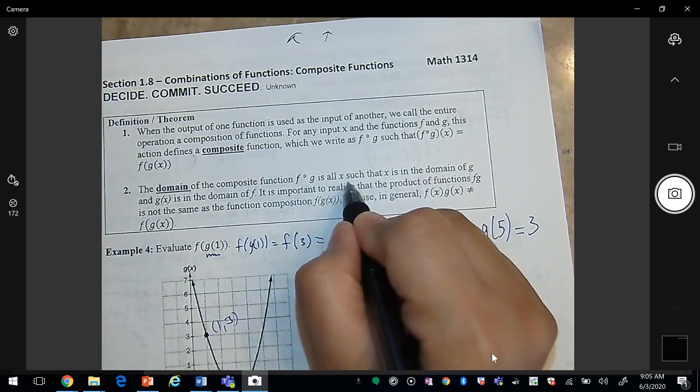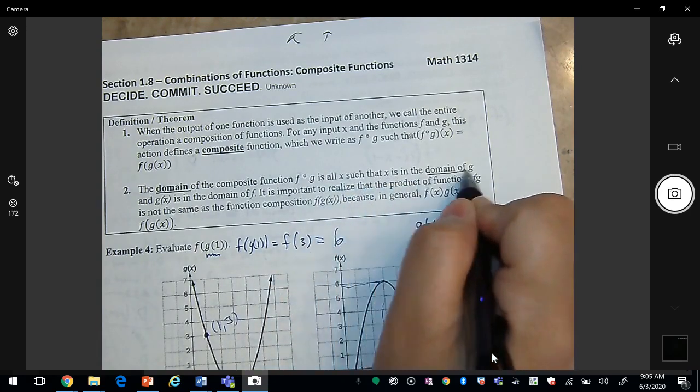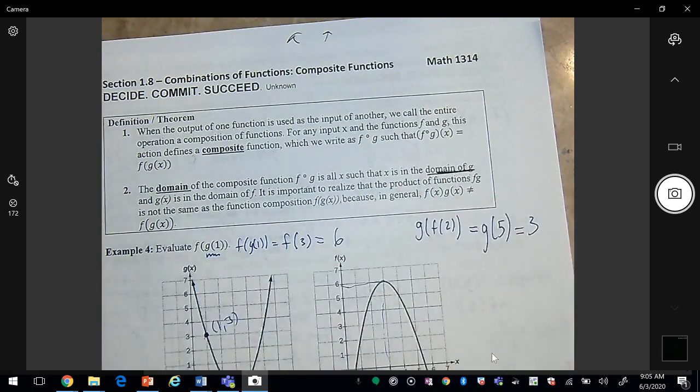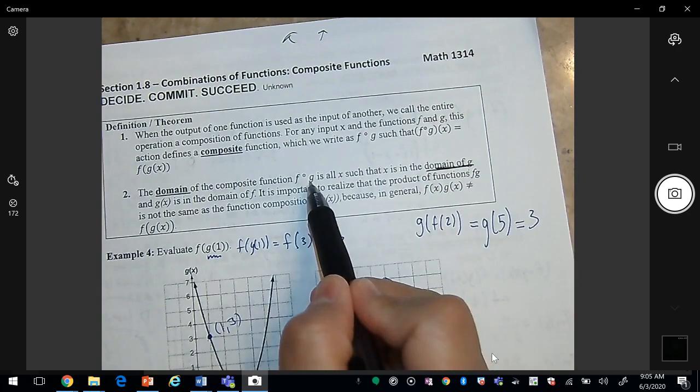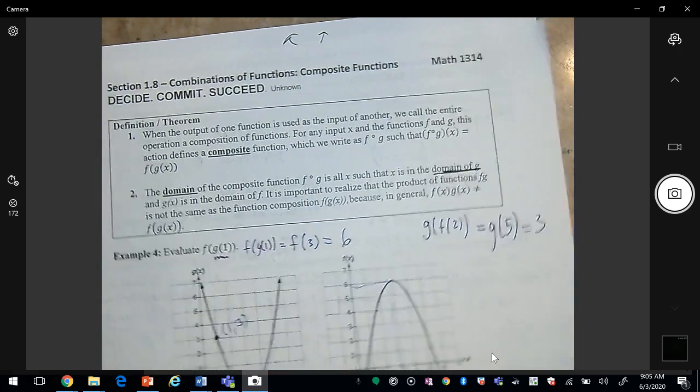The domain is going to be x such that x is in the domain of g. So the domain of g, remember I said it's the second function that you have here that we have to take an extra look at.